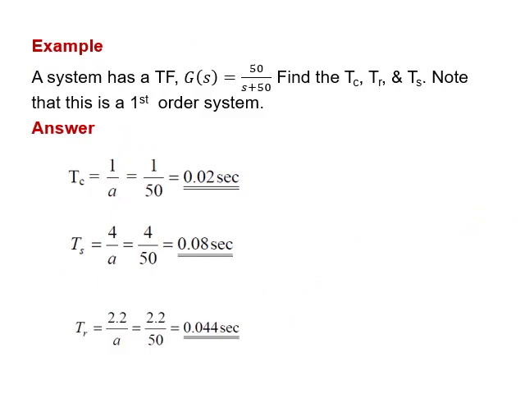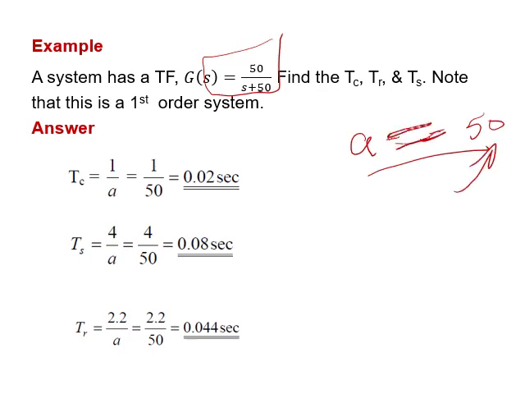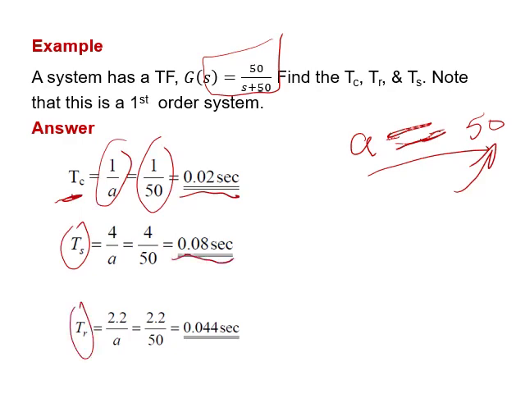Examples are very simple, a direct application. He gave me a function whose pole is at 50. The denominator is s plus 50, which means the pole is equal to minus 50, and A is equal to 50. So when we calculate, TS is 1 over A, 1 over 50, so TS equals 0.08. TR equals 0.04.